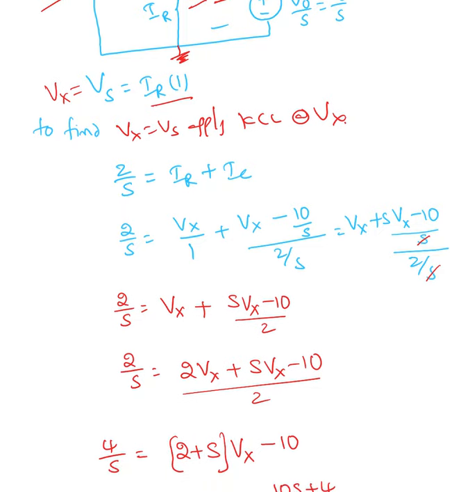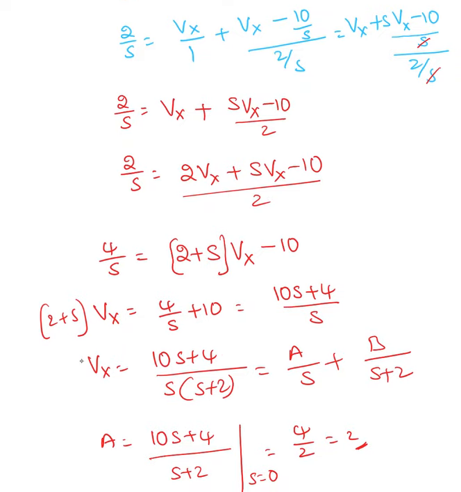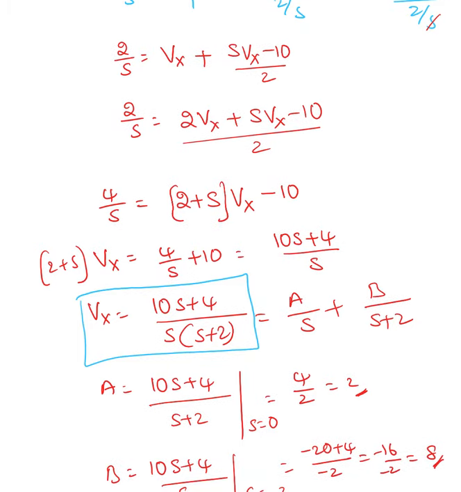After simplifying this, I end up with Vx equal to 10S plus 4 over S times S plus 2. I'm going to separate this into two terms. The order of the denominator is 2, so I'll end up with 2 terms: A over S plus B over S plus 2.